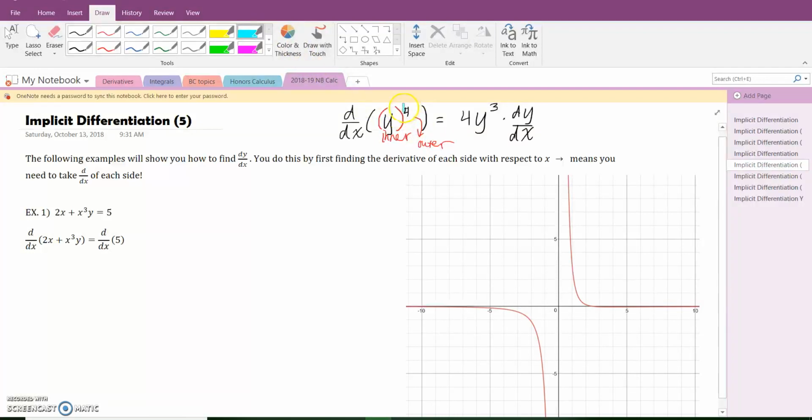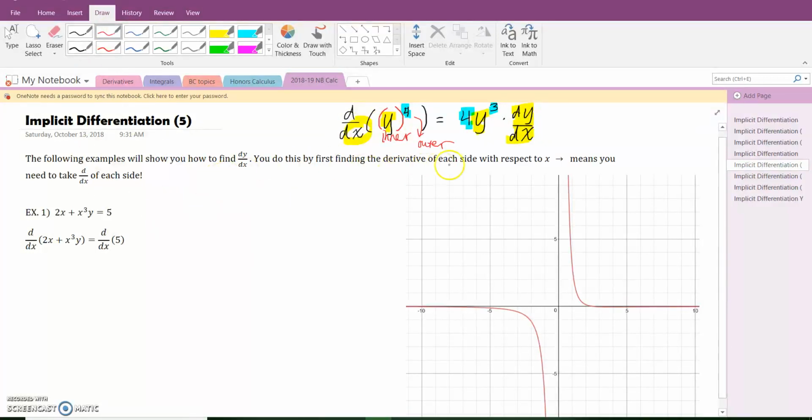And when we do the chain rule, you do the derivative of the outer without touching the inner. And then you multiply by the derivative of the inner. And the derivative of y is dy dx. And this is the derivative of y with respect to x.